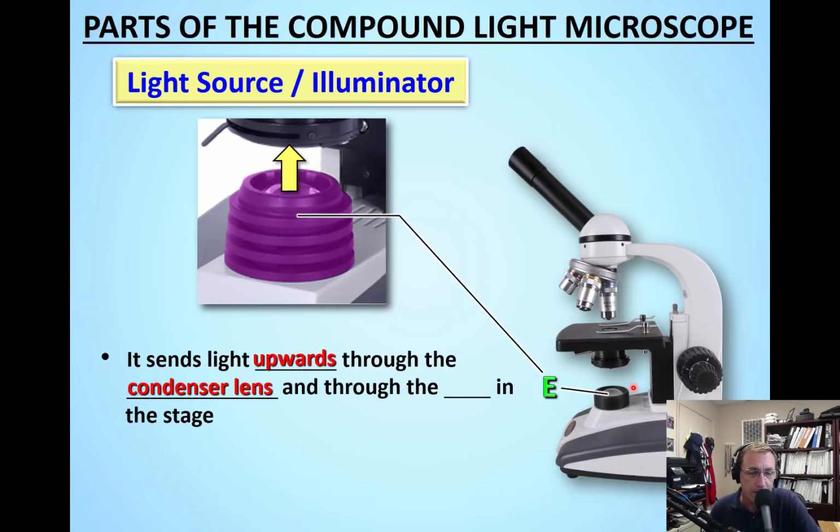And through the hole in the stage. So it's going to be the hole. Fancy scientific word, hole. Okay. Oh, sorry. Condenser lens is right here. Okay, it's this piece. This is the light source, then you have your condenser lens, and then that's the hole right there on the top.